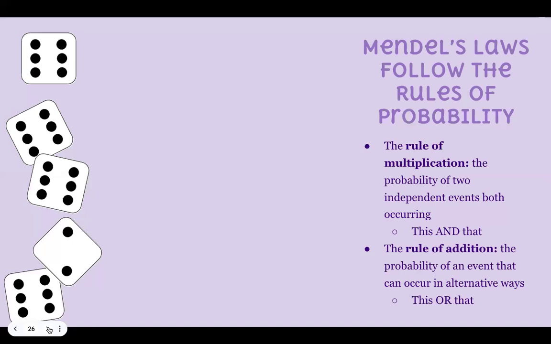The rule of multiplication says that if two independent events happen and we want both of them to happen, we find the probability of each happening independently and multiply them together. So if we want the probability of one thing and a second thing, find their individual probabilities and multiply them. The rule of addition says that if we want either-or to happen, we find the probability of those two events happening separately and add them together, and that's the overall probability of either-or happening.